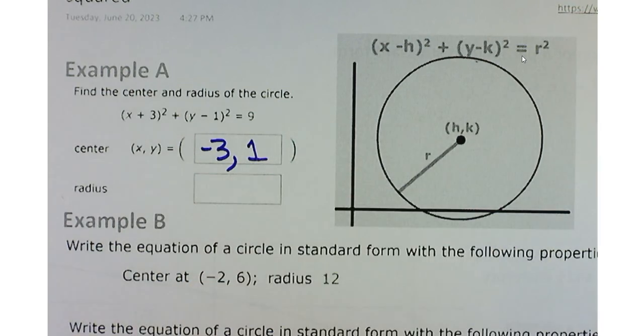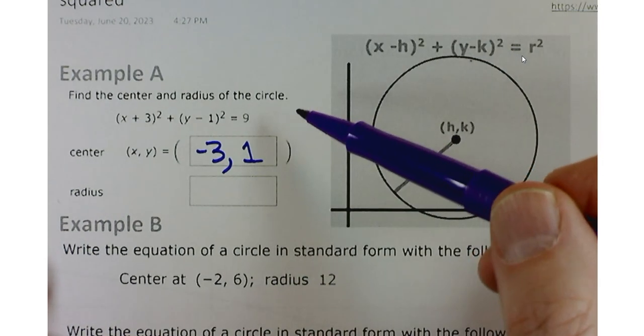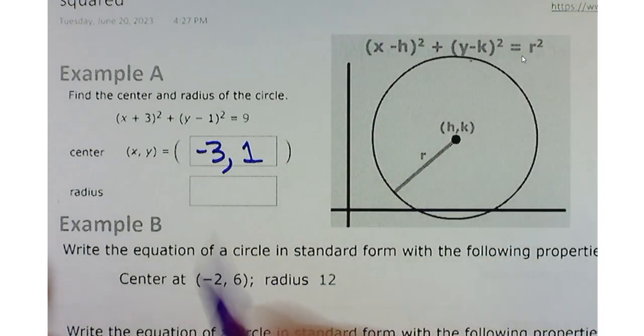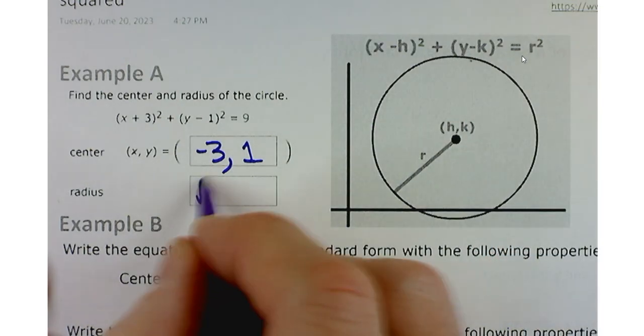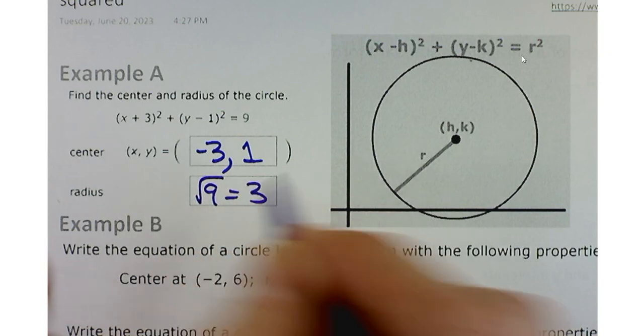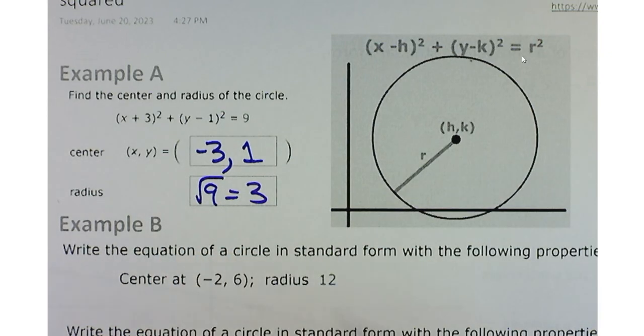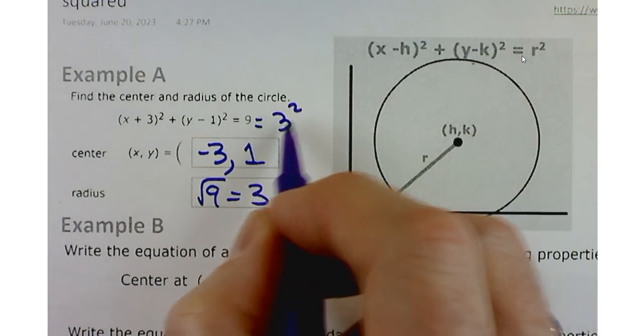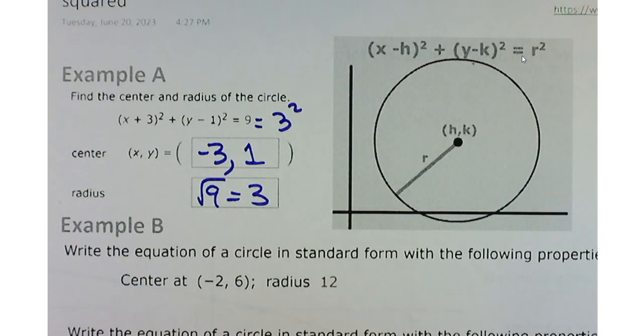How about the radius? Now, a lot of times I get the radius is 81. That's not true. What is the radius? 9. Great. It's the square root of the right-hand side, so it's 3. Remember, this is really 3 squared, and it's 3, that's your radius.